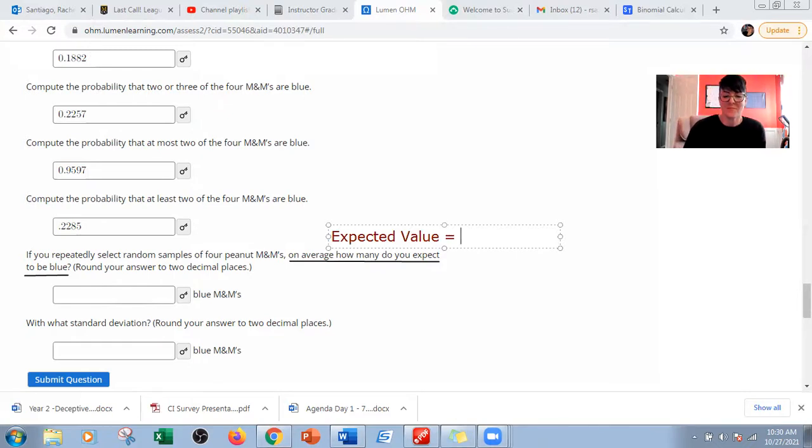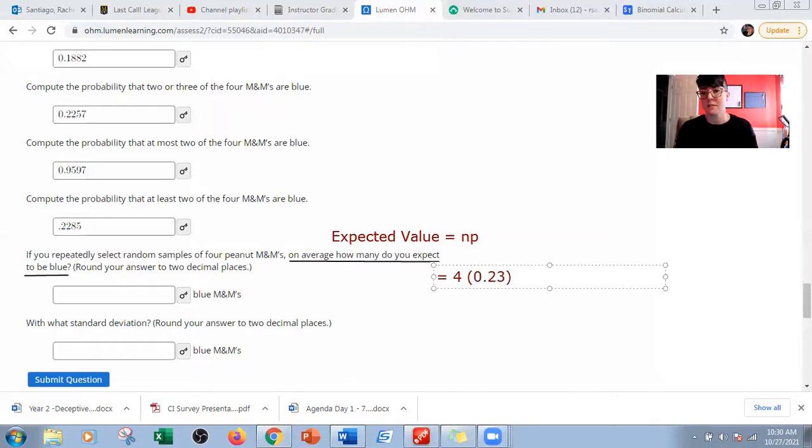N times p. Super cool. We know that n is the number of trials, that's 4. And we know the probability of success is 0.23. So let's punch this in: 4 times 0.23, because remember, we're just talking about the blue peanuts. So that's going to give us an expected value of 0.92.